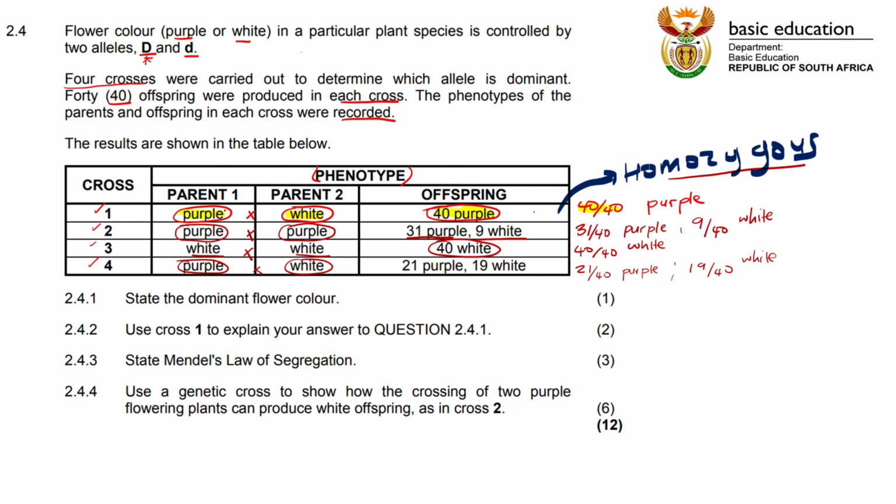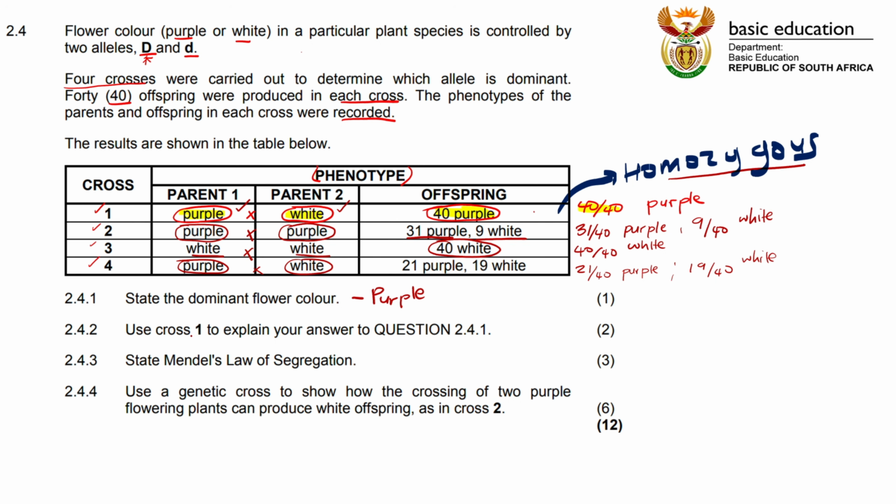But if we look at our parents, parent one was purple, but the other one was white. And purple and white are totally opposite to each other in terms of this scenario. So we can say that purple is the homozygous dominant, white is the homozygous recessive. So white is completely recessive and purple is completely dominant. So 2.4.1 state the dominant flower color, it is purple. How did we see that?